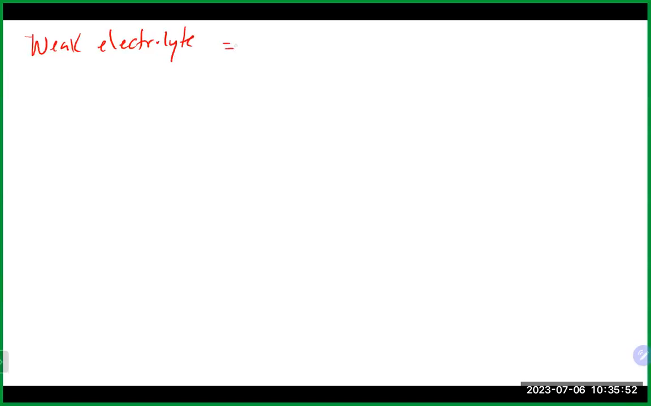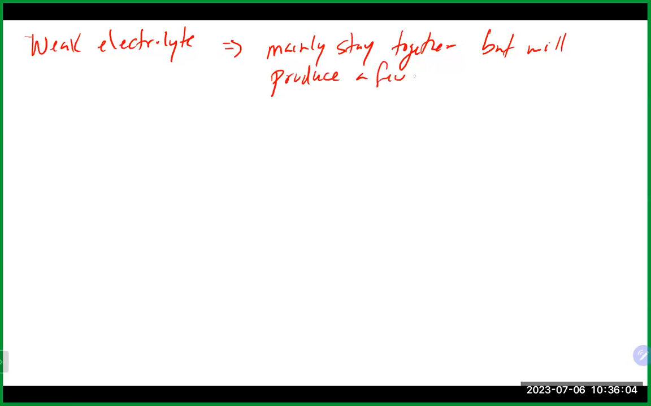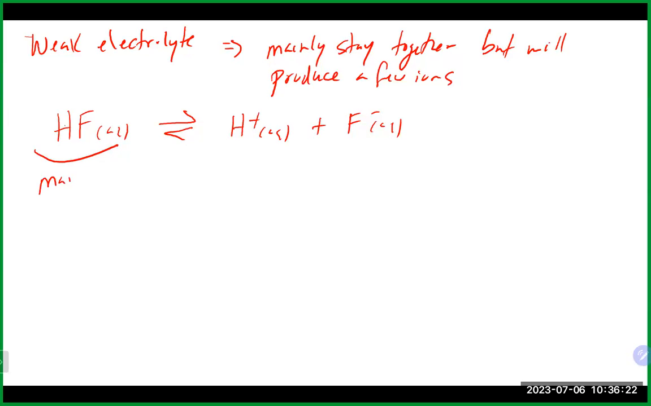A weak electrolyte will mainly stay together, but will break apart and produce a few ions. So weak acids like hydrofluoric acid, HF, is a weak acid. When it goes for a swim, it will break apart into H plus and F minus. But in solution, you mainly have the HF unit still together. But you do have a few of these guys floating around.